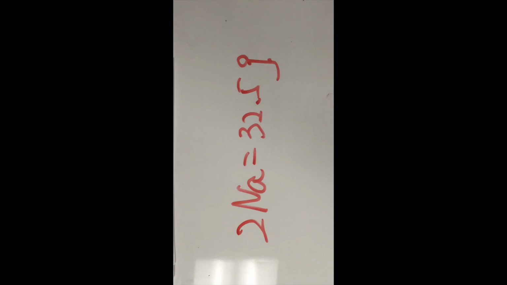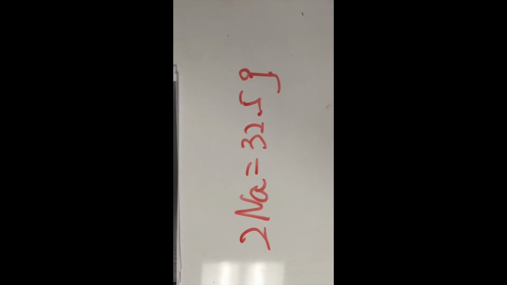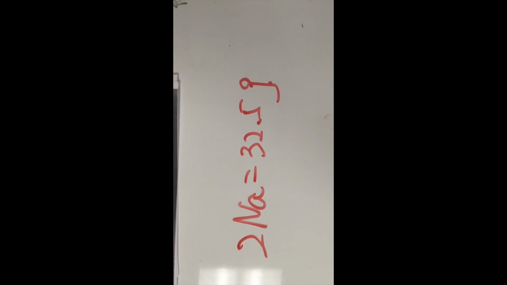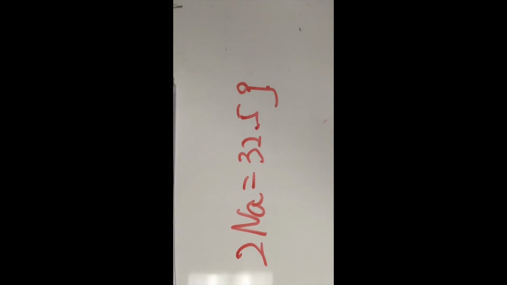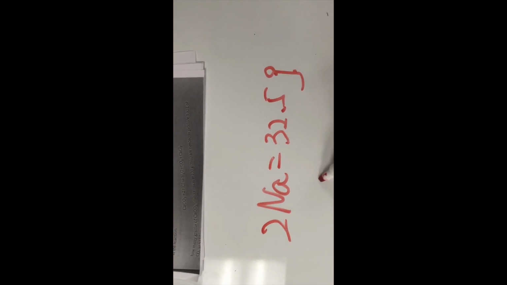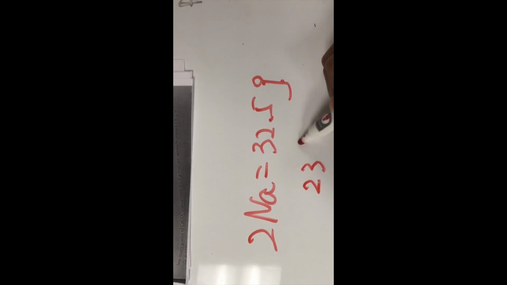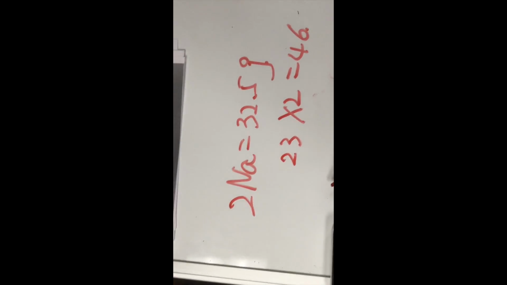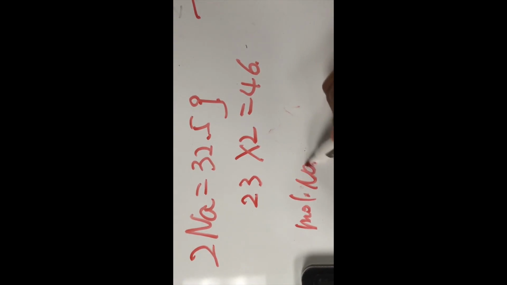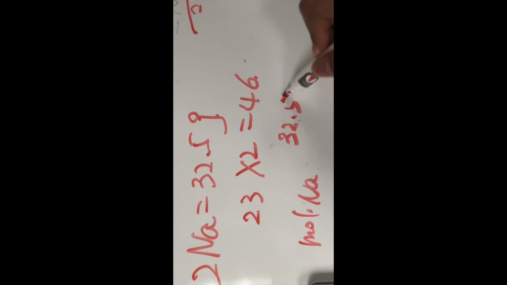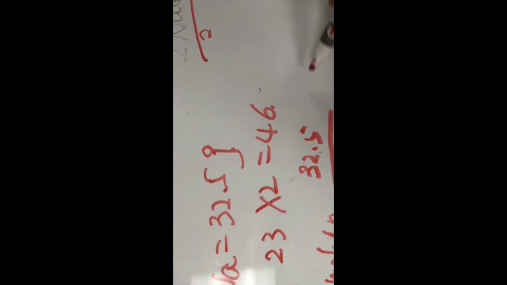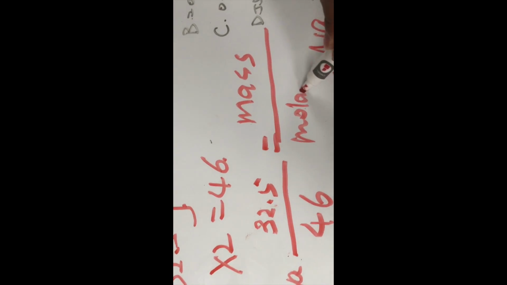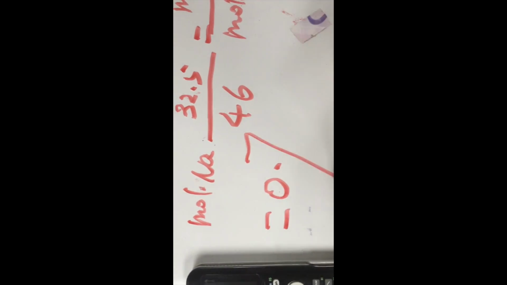So here is 2 sodium, and the mass of 2 sodium is 32.5. As we know, the molar mass of sodium is 23 times 2, 46. So the moles of sodium should be the mass divided by the molar mass, which equals 0.7 mole.